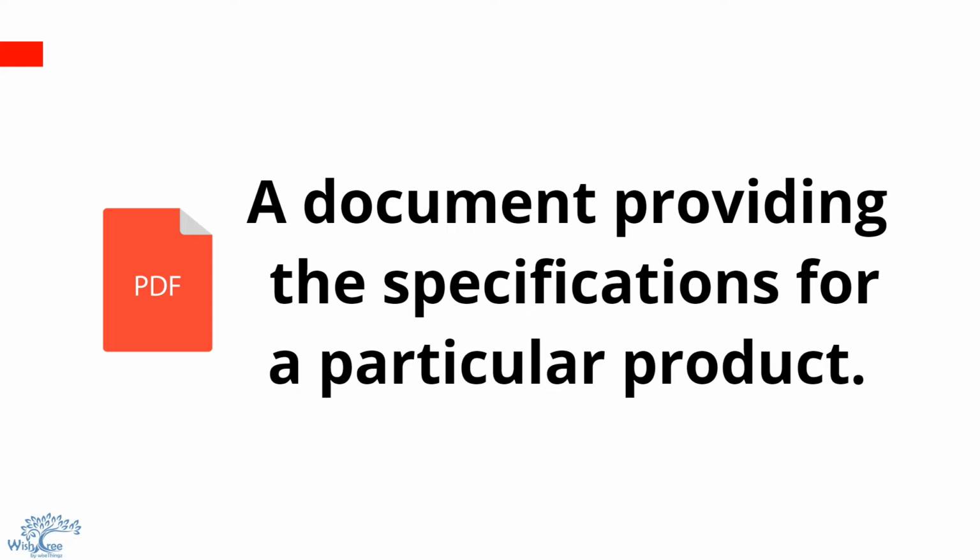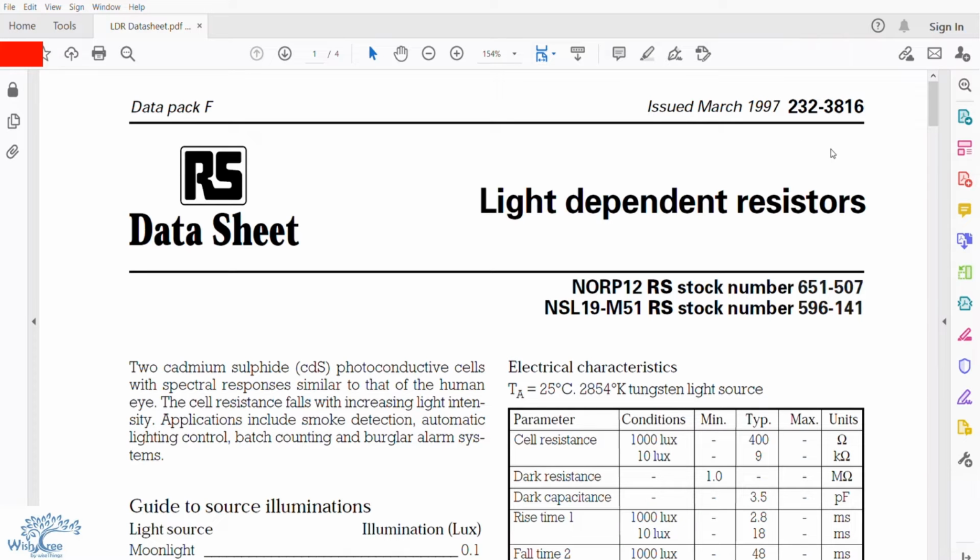Data sheets are basically the documentation of all the electronic components. If you Google the part number along with the word data sheet, then you will certainly find the PDF version of that data sheet online. On my screen, you can see the data sheet of the light dependent resistor that you have in your kit.